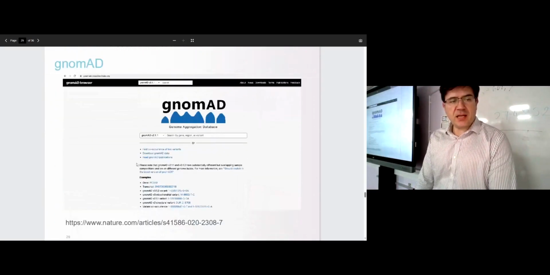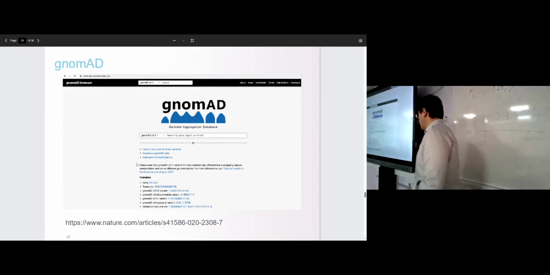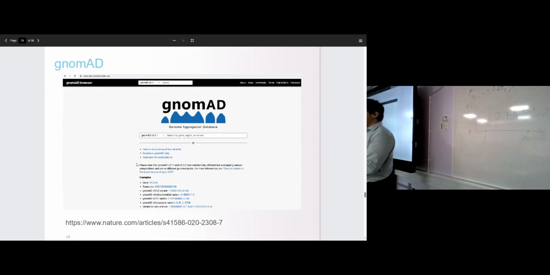And there's another database called gnomAD, which basically looks at the frequency at which a particular variant has been observed in other populations from the world. So gnomAD is composed of about 150,000 genomes from populations across the world, and is able to tell us whether a specific variant that we observe in our patient is frequent or infrequent.